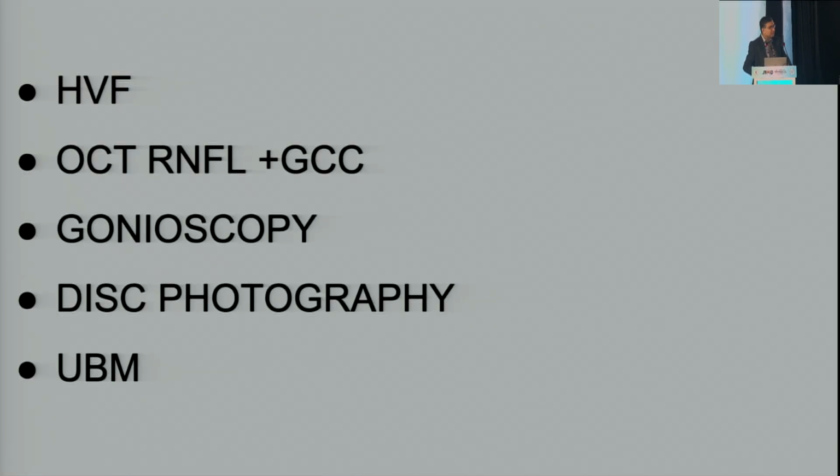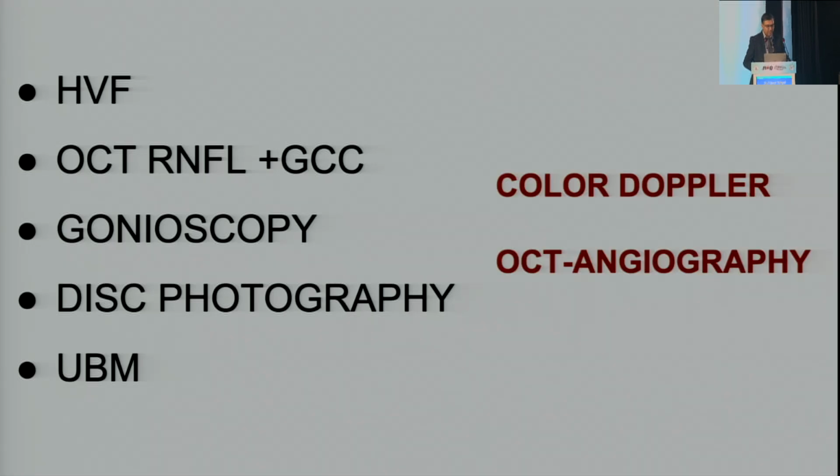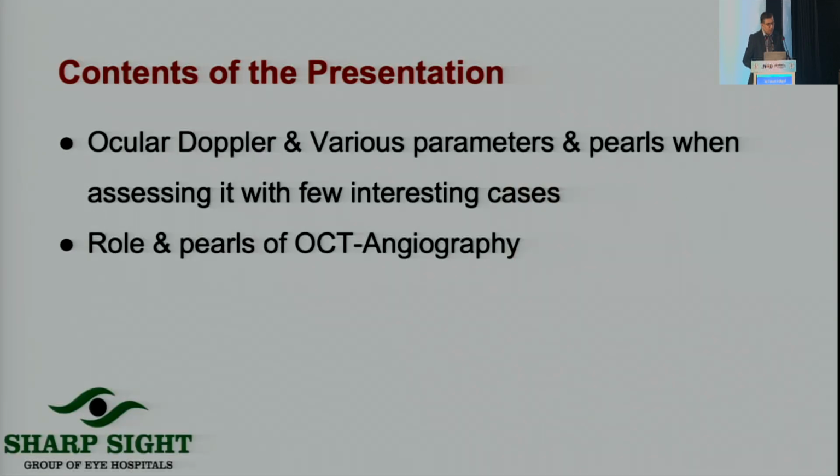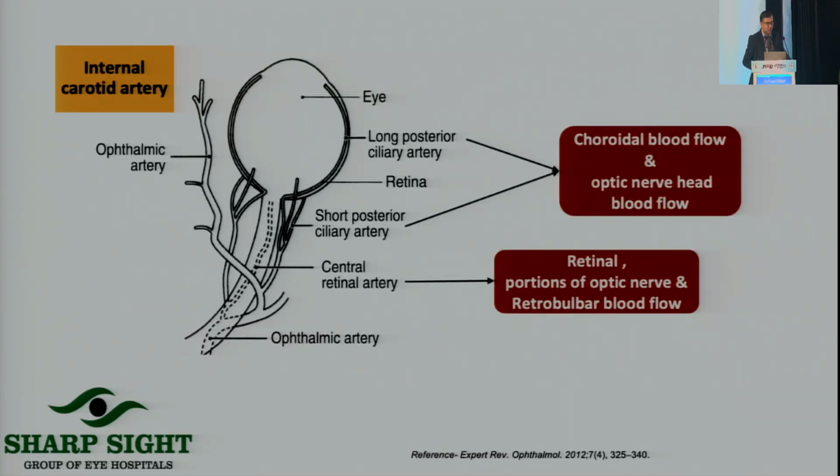We have a lot of things with us: HVF, OCT, gonioscopy, disc photography, UBM, and now we have color Doppler imaging as well as OCT angiography. Whether they have added to our diagnosis or added to our confusion, we still do not know. My presentation would be in two parts. In the first part, I would be talking about the color Doppler imaging, and in the second, about the OCT angiography.